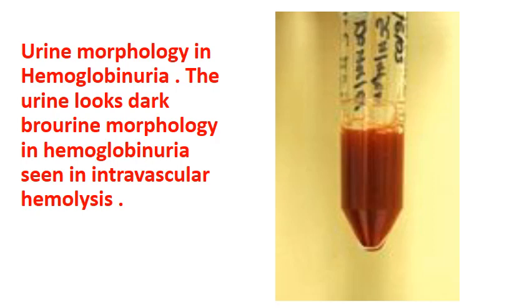The urine looks like blood because it contains a large amount of hemoglobin, or the hemoglobin level in the urine is very high.